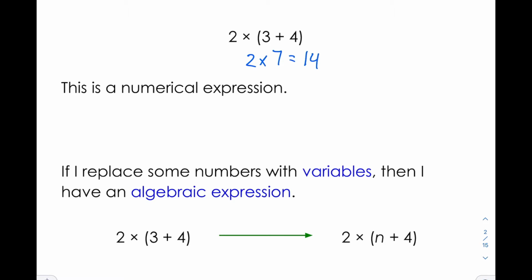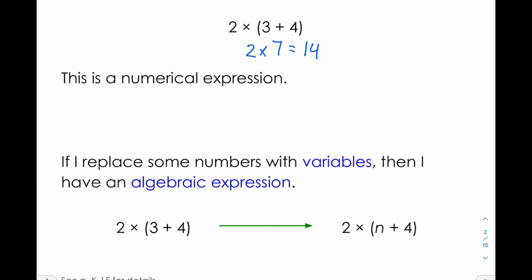Now if I replace some numbers with variables, then I have an algebraic expression. A variable is when I introduce a letter. Now for a lot of people these letters look scary, so let me just rewrite this algebraic expression like this. 2 times blank plus 4. That's all that n stands for. It's a placeholder for a number that we don't know. So an n or any other letter just represents a blank.